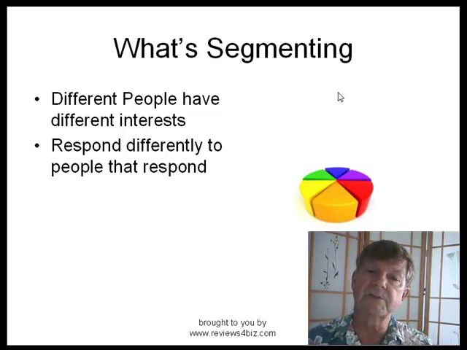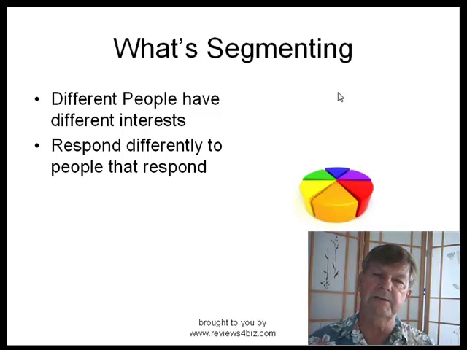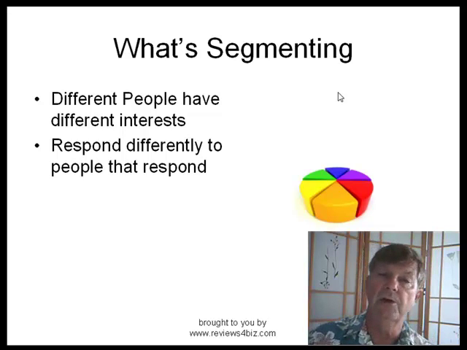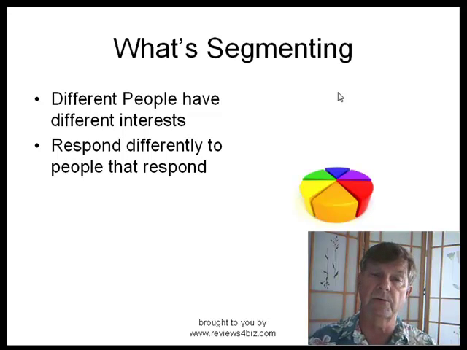Okay, so what's segmenting? Segmenting means different people have different interests. I may be interested in blue widgets, and you may be interested in red widgets, and I may have no interest at all in red widgets, or I may have downloaded a free report or a free ebook or whatever, and you didn't, or maybe you did and I didn't. It doesn't make any difference. You want to treat different people differently based on their responses, and this is kind of email marketing 2.0. It's kind of like the new wave.